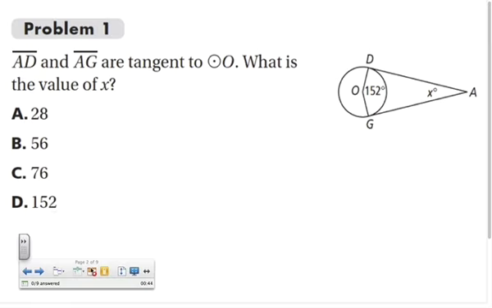In this problem, segment AD and AG are tangent to the circle. Points D and G would be my points of tangency. That means those are my right angles. And I see, oh good, we're starting to log in now.